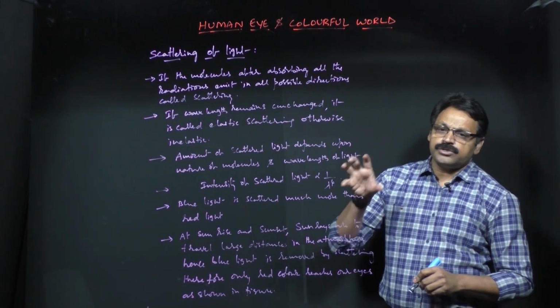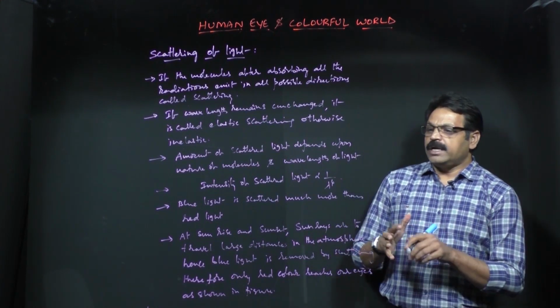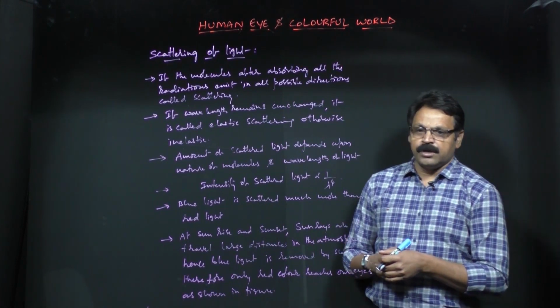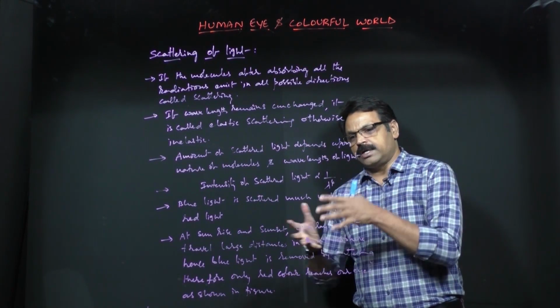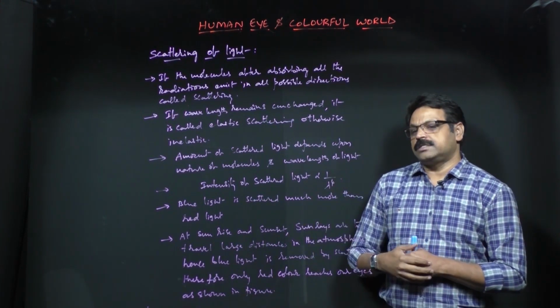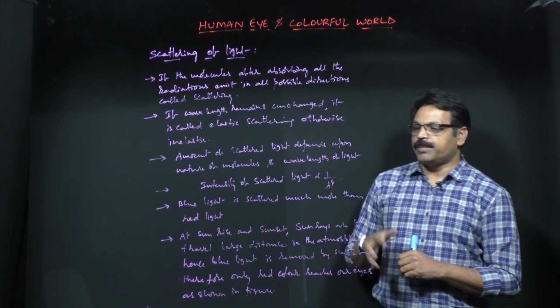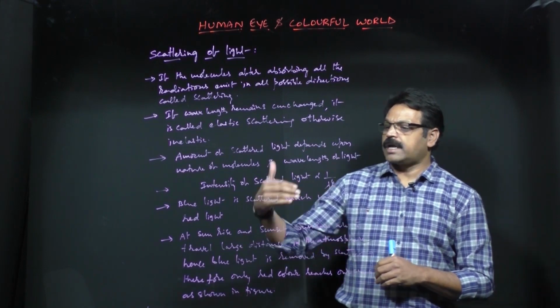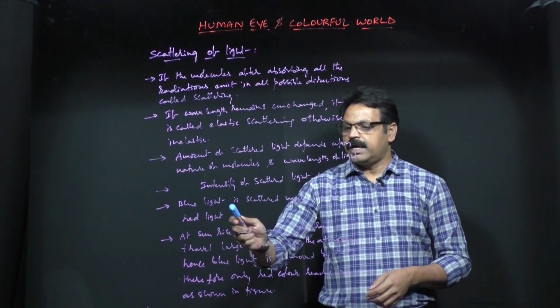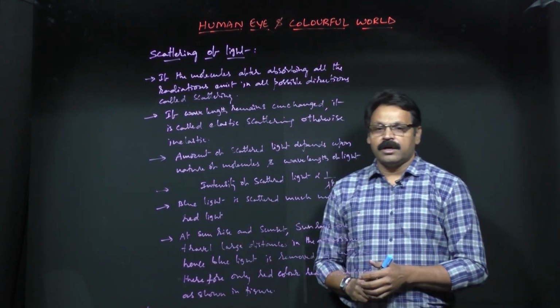So here it is to be observed, blue light is scattered much more than the red light. That is the reason whenever the light passes through the atmosphere, most of the light scattered is blue. That's the reason the sky appears blue, because blue light is scattered more. So that is a point here to be noted. Blue light is scattered much more than the red light.